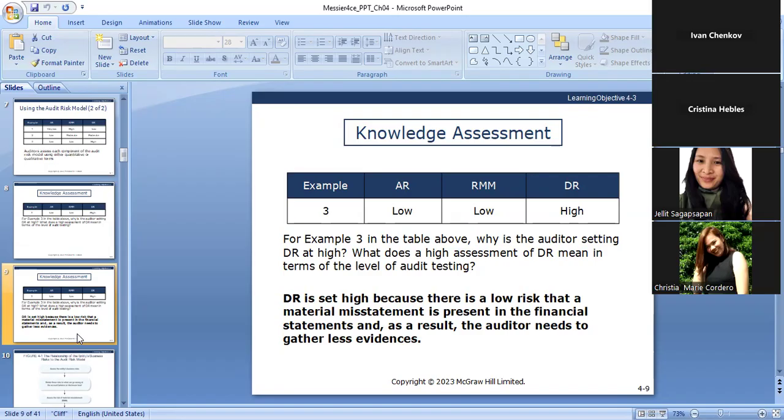Inherent risk is just inherent risk. That comes with the business environment, with the nature of the business, with the current political situation and everything like that. So now let's see what they say here. Detection risk is set high because there's a low risk that a material misstatement is present in the financial statements, and as a result, the auditor needs to gather less evidence. That's the explanation. We try to explain it a different way. So basically, we're working with the procedures, which procedure is going to give you access to the evidence.